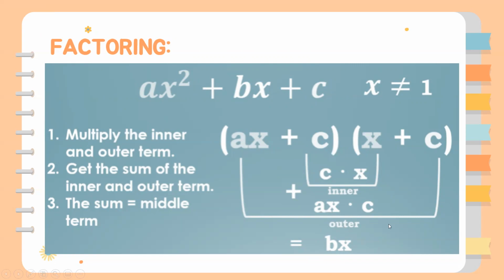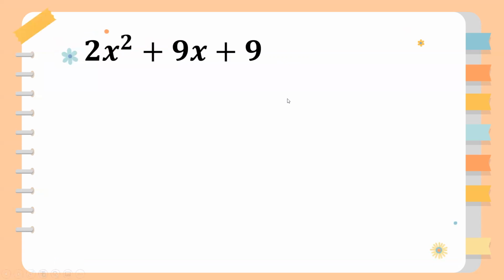Okay, so para mas maintindihan nyo, let's have an example here. So for example, we have 2x squared plus 9x plus 9. Right, so una nyong gagawin is you get, of course, the factors of the first and last terms. So we have 2x squared. Ano yung factors ng 2x squared? That's 2x times x. Okay? So we have 2x times x.